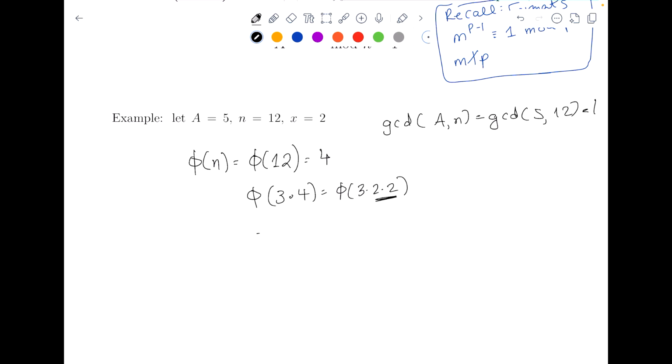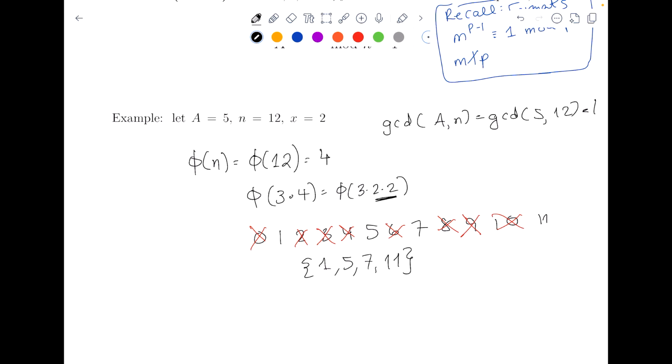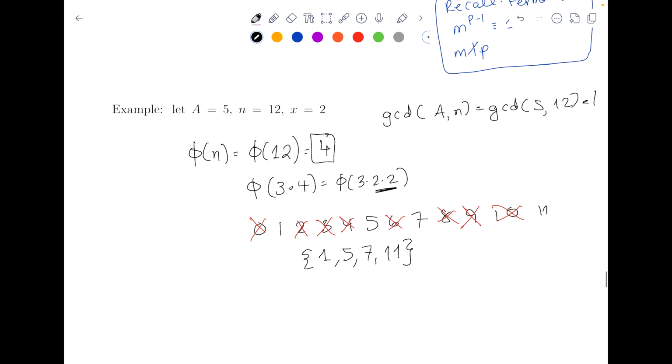I know to just look at all the numbers less than 12. And then I know to go through and kick out anything that is even: 4, 6, 8, 10. And I know to kick out anything that's a multiple of 3. So that's 3 and 9. And that leaves me with, let's see, 1, 5, 7, and 11. And so I would have to conclude that phi of 12 is 4.